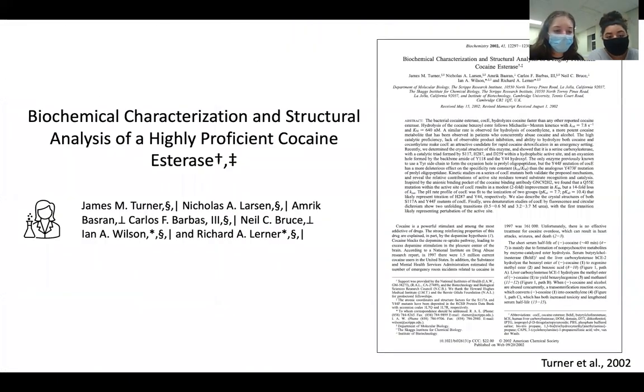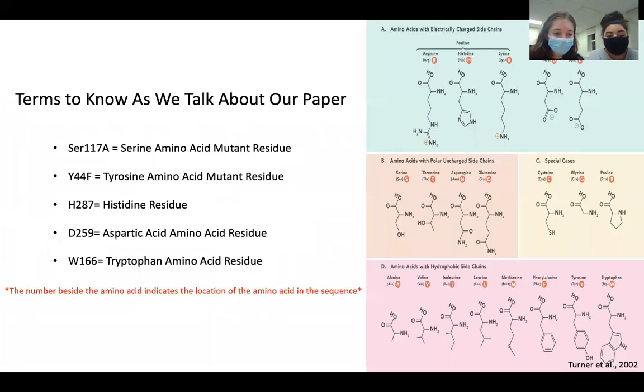So the paper we decided to look at was "Biochemical Characterization and Structural Analysis of a Highly Proficient Cocaine Esterase," written by Turner et al. in 2002. This paper's main objective was to understand the structure of cocaine esterase's active site and understand the enzyme kinetics, to further improve upon grasping the implication of its mechanisms, using both wild-type cocaine esterase and other mutants of this enzyme. So here are terms to know. Here are terms we will be discussing in our paper. You will hear the terms used interchangeably.